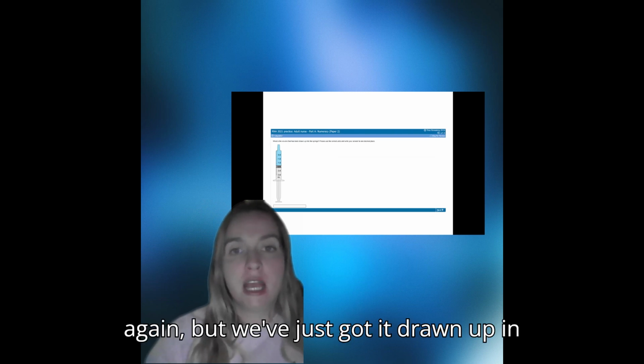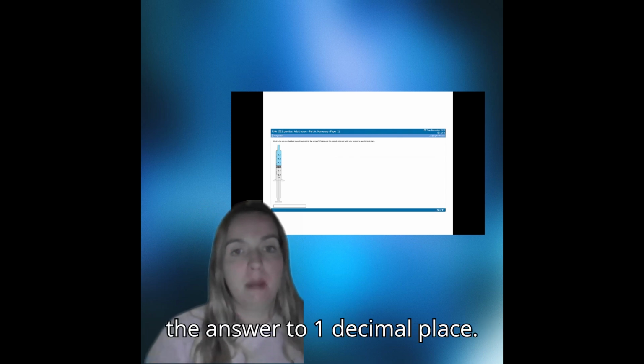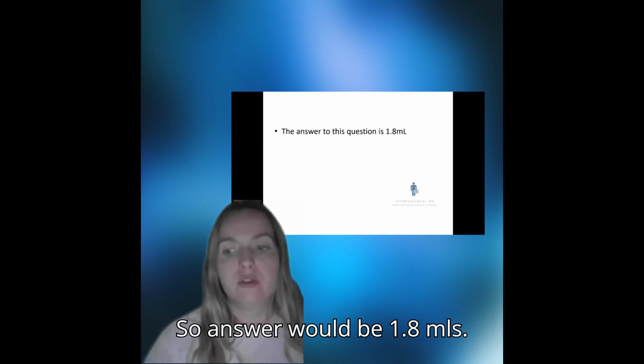Same kind of question again, but we've just got it drawn up in a syringe and it just asks you to write the answer to one decimal place. So the answer would be 1.8 mils.